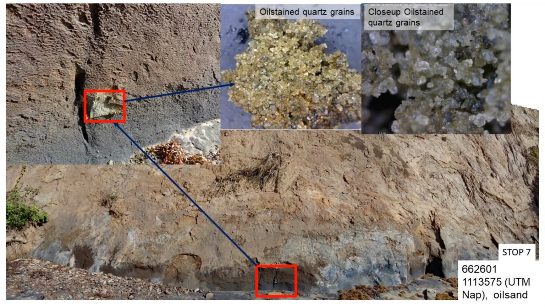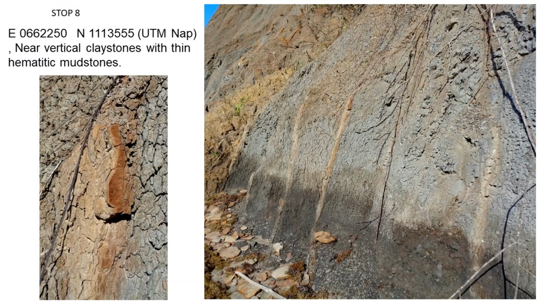No well drilled on the south dipping flank of the Southern Anticline has encountered oil. They are either dry or gas-bearing. At stop 8, we have near vertical claystones with thin hematitic mudstones. There are also some thin oil-stained sands present.